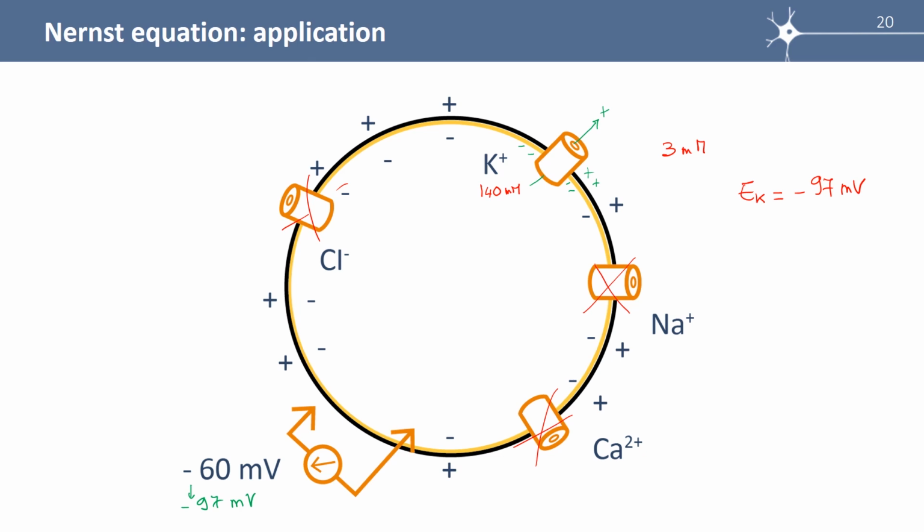Why? Because when it reaches the equilibrium potential, the force due to the concentration gradient equals, and is exactly in the opposite direction to, the force due to the electrical gradient. The plus charges are attracted by the minus charges here. So what happens when potassium channels open? Potassium exits, and this stops when the membrane potential equals the equilibrium potential of potassium ions.